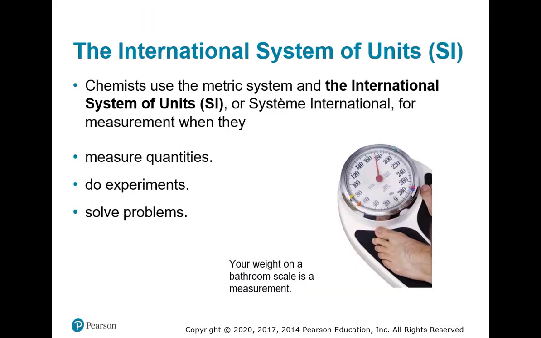Chemists use the metric system and the International System of Units, or SI, System International, for measurements when they measure quantities and they do experiments and they solve problems. We are used to using the English system because we measure things in inches, feet, pounds, miles, but chemists and other scientists use the metric system and the SI system to be able to communicate with scientists around the world.